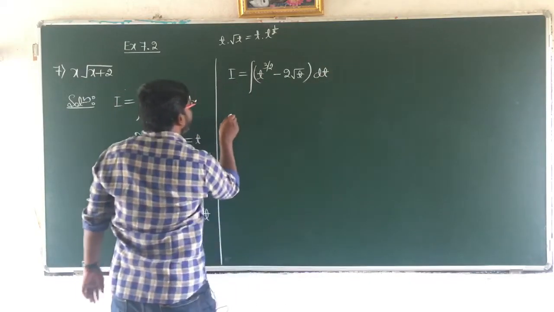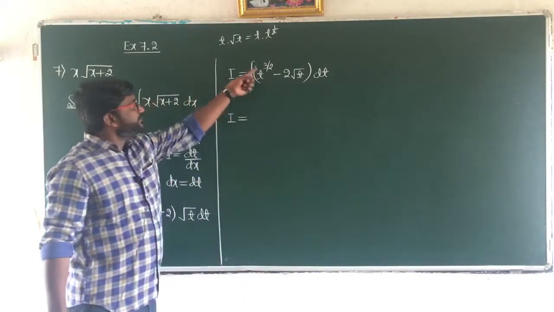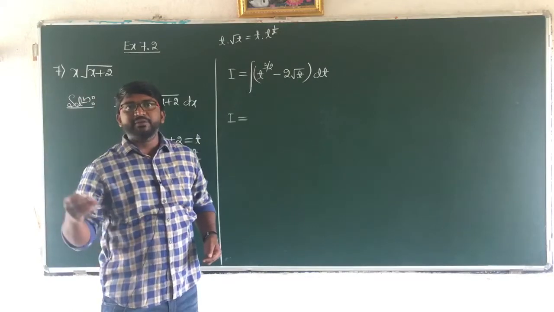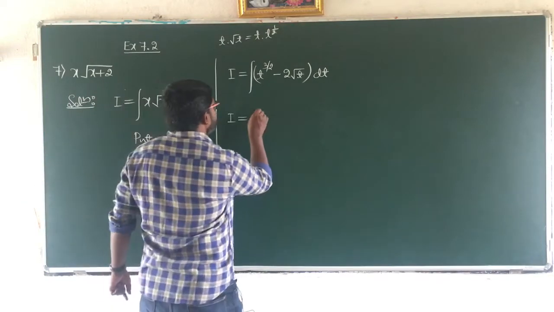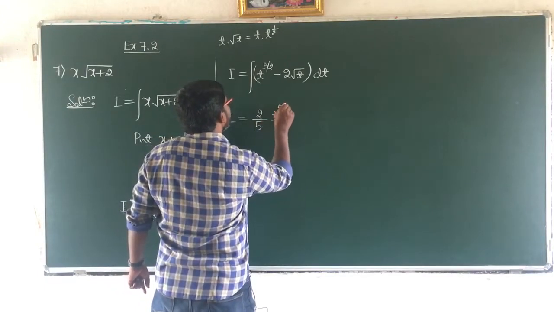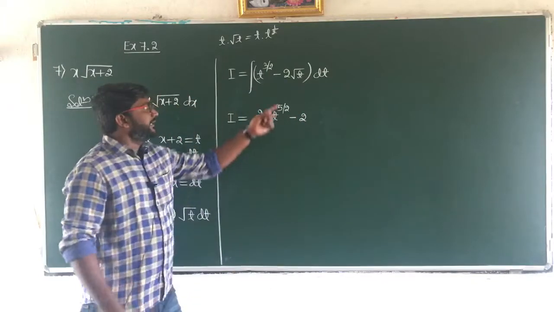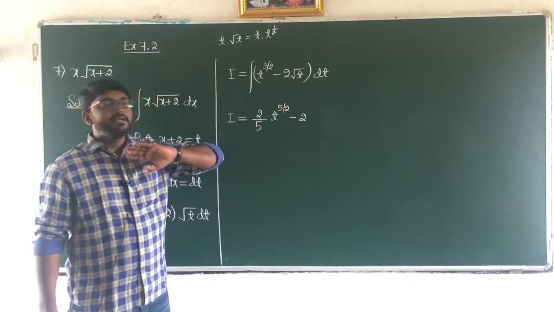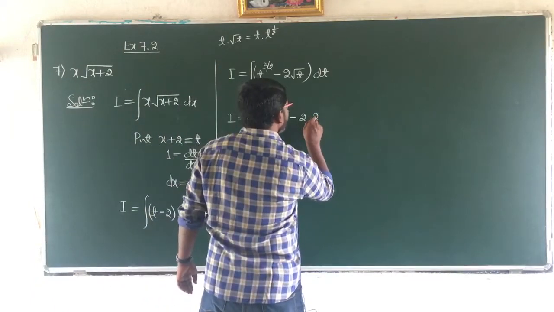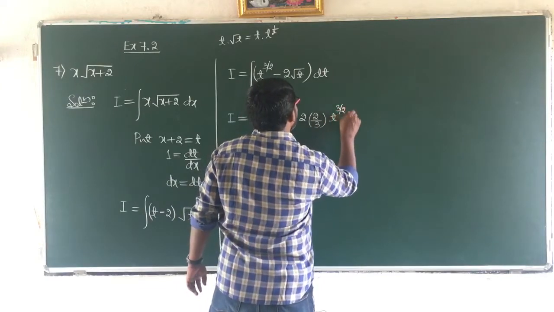So now I is equal to, what is the integration of t raised to 3 by 2? It is t raised to 3 by 2 plus 1 divided by 3 by 2 plus 1. So it is 2 by 5 into t raised to 5 by 2 minus 2, write it as it is. Then the integration of root t will be 2 by 3 t raised to 3 by 2 plus c.